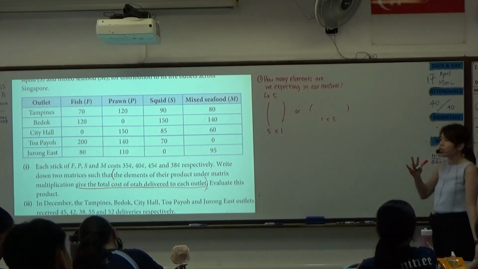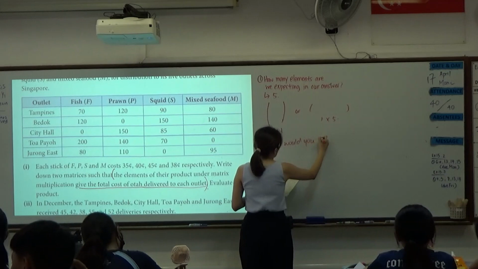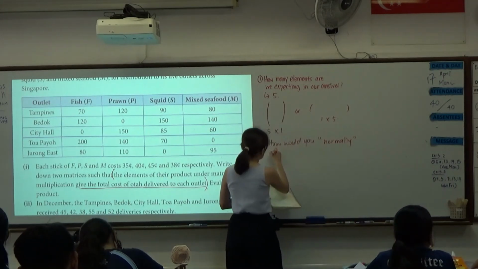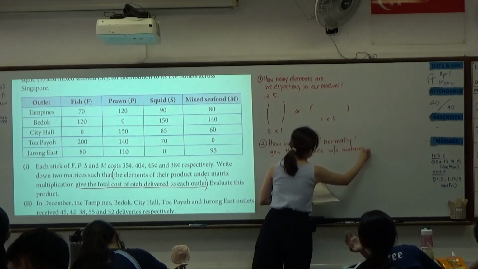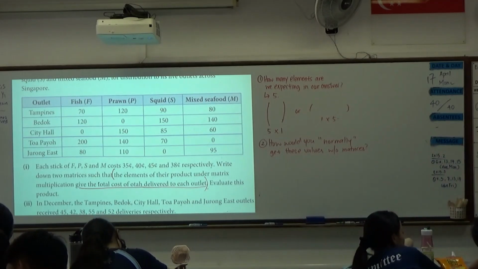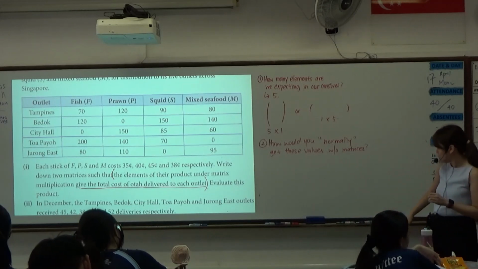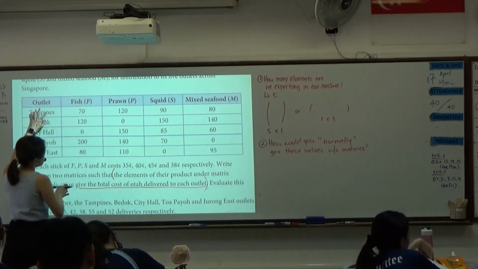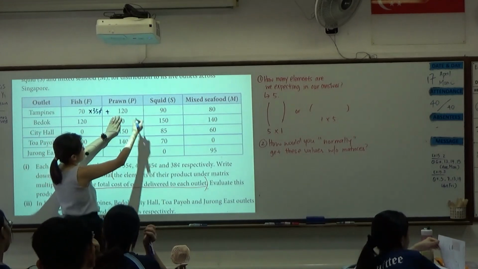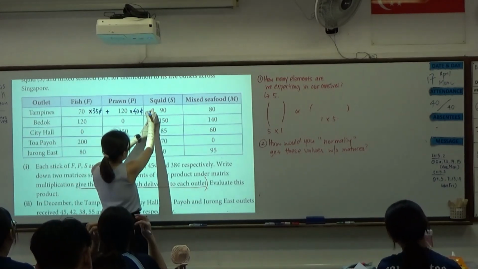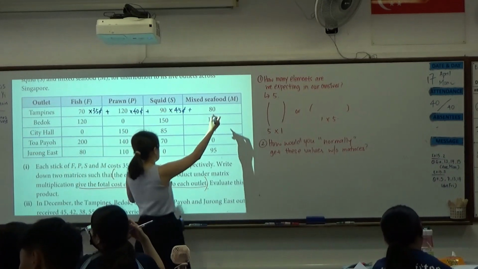Then the second question that you should think about is how would you normally get these values, without matrices? So throw away the ideas of matrices first. Just think about how will you handle these numbers. What is the calculation that you will normally make? In this case, for Tampines itself, we know that we will take 70 times 35 cents, plus 120 times 40 cents, then followed by plus 90 times 45 cents, and finally 80 times 38 cents.